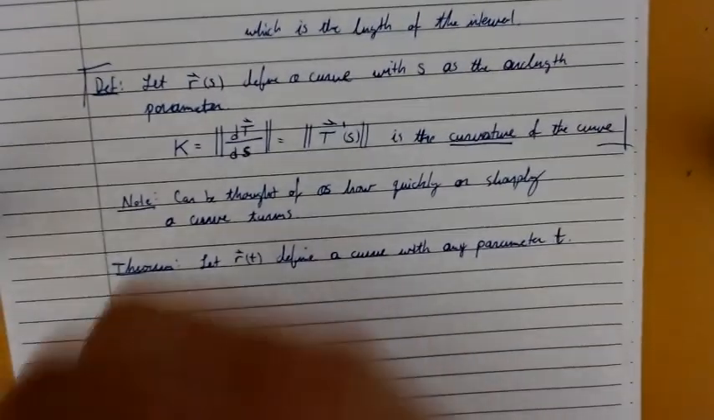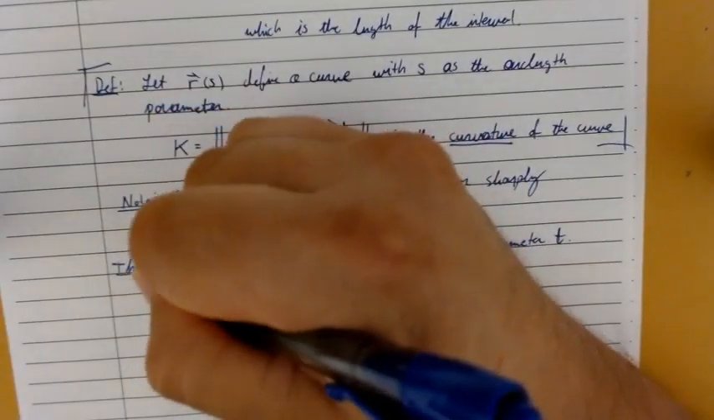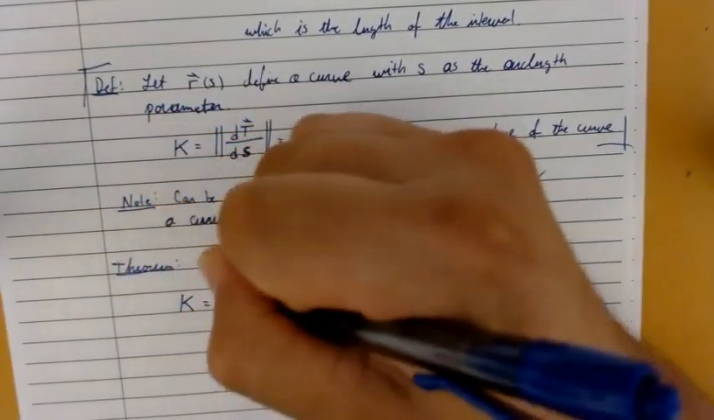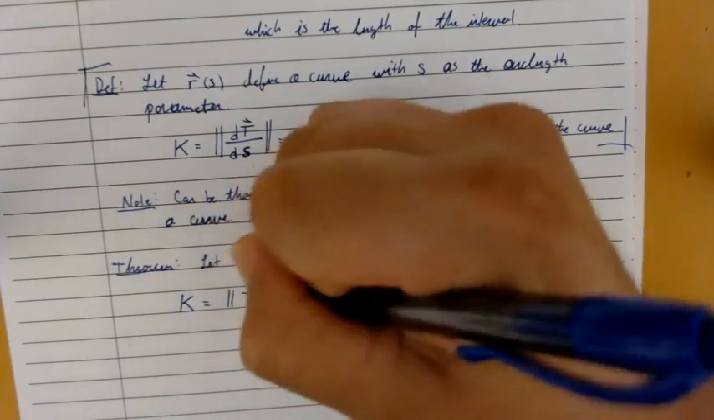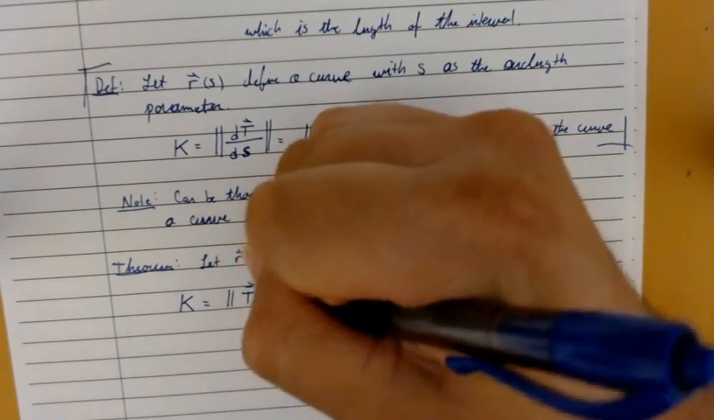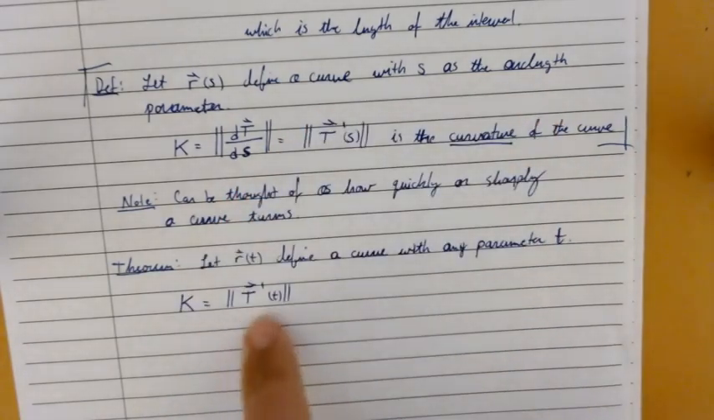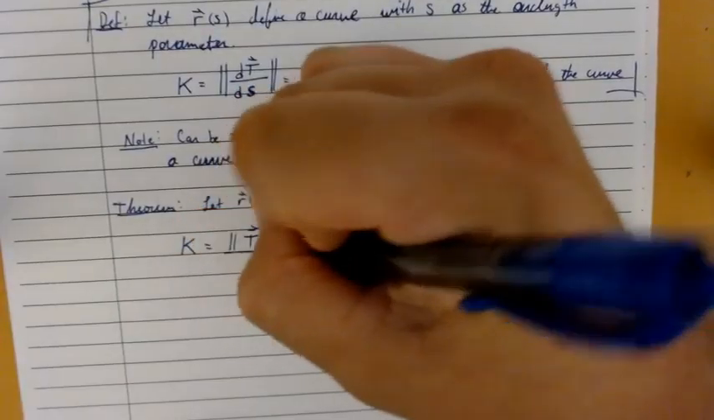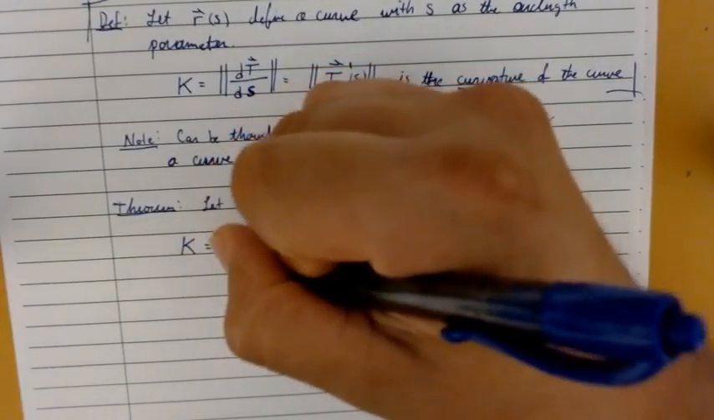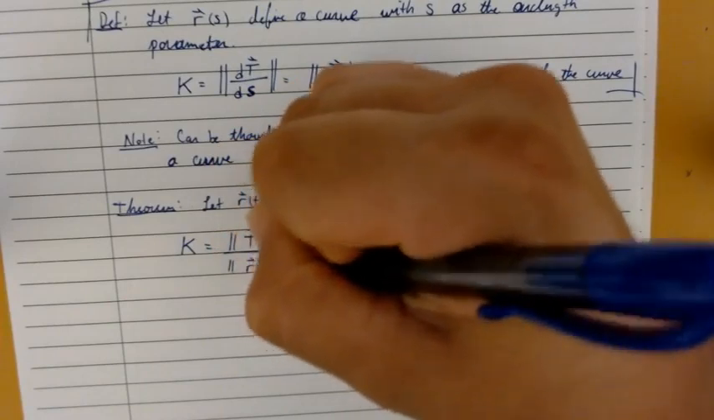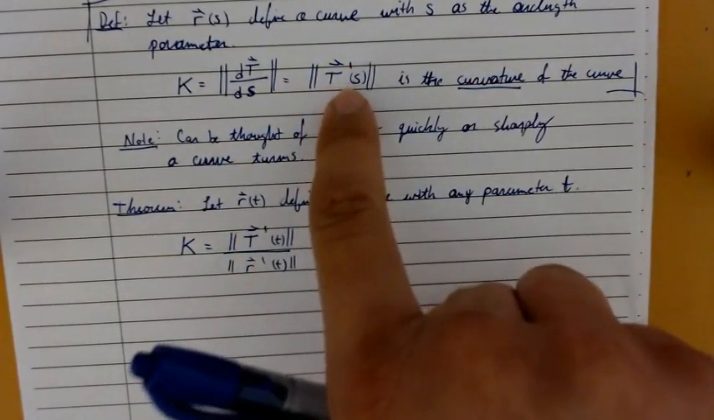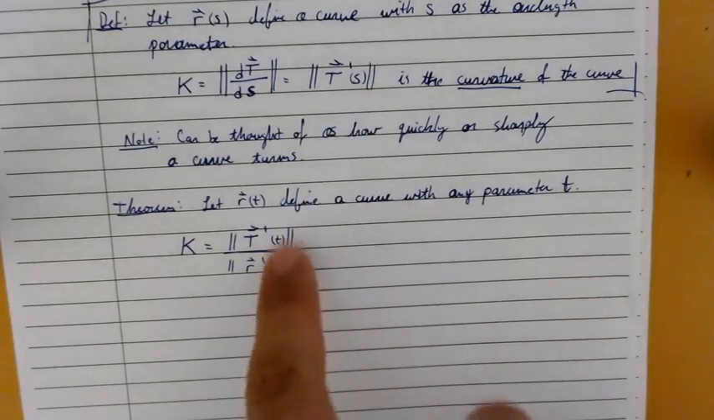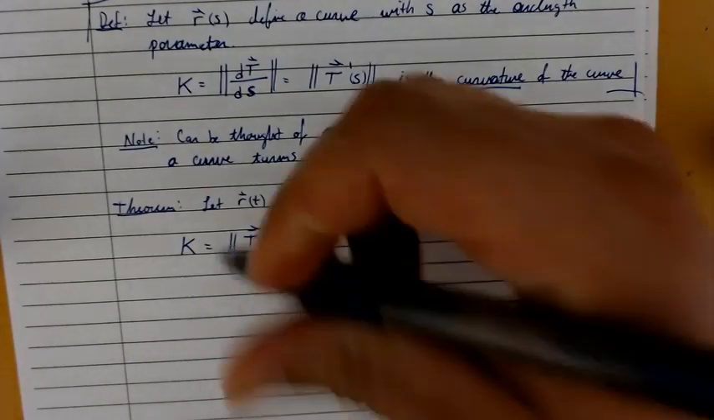Okay. Then the curvature K is given by the magnitude of T prime of t over the magnitude of r prime of t, which is a little better. Obviously, you don't have to compute the arc length parameter, so that is slightly more accessible.